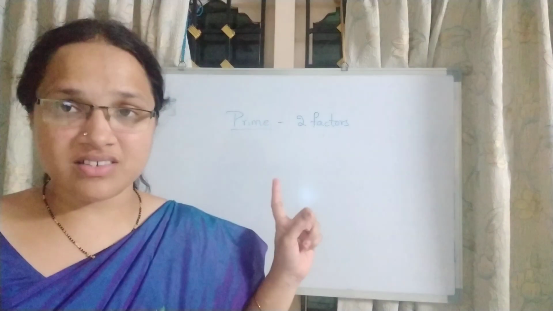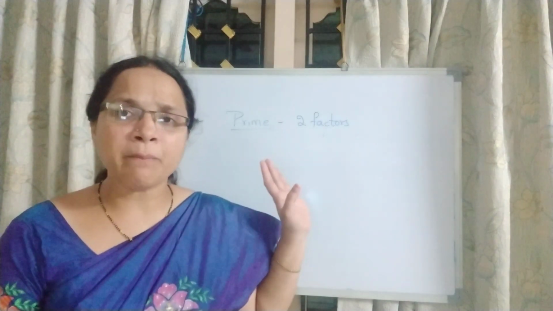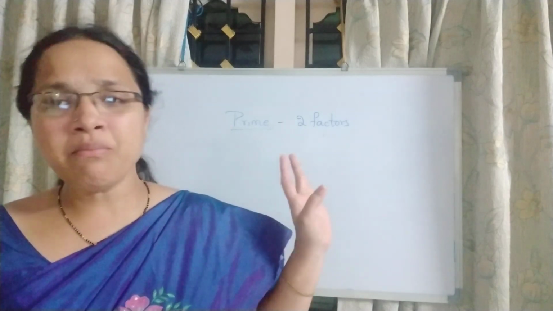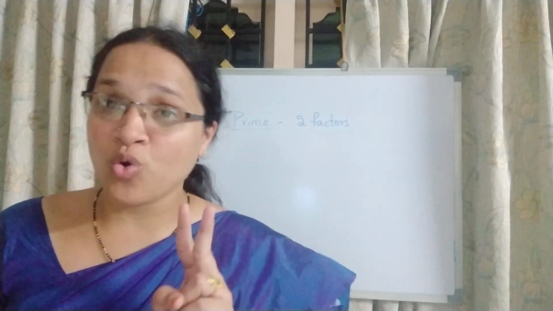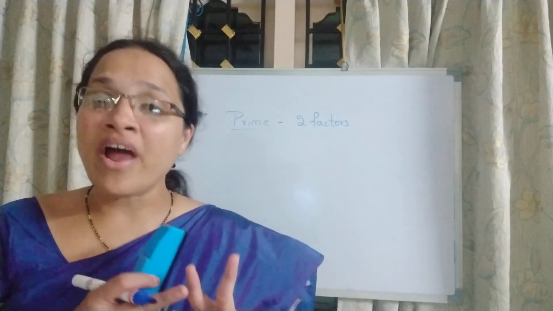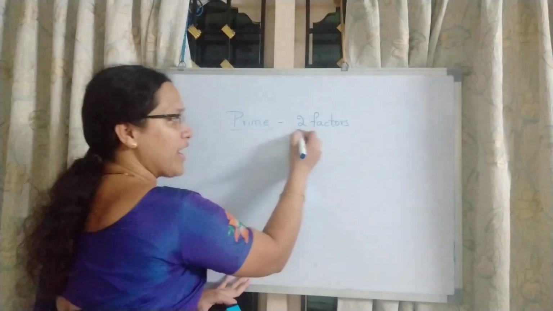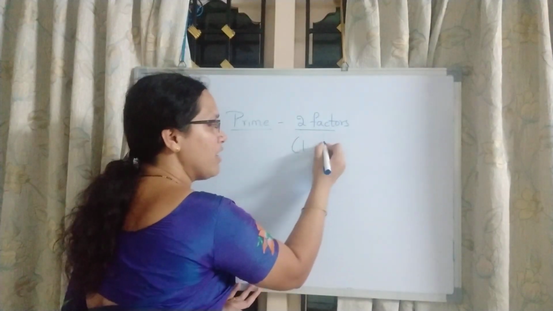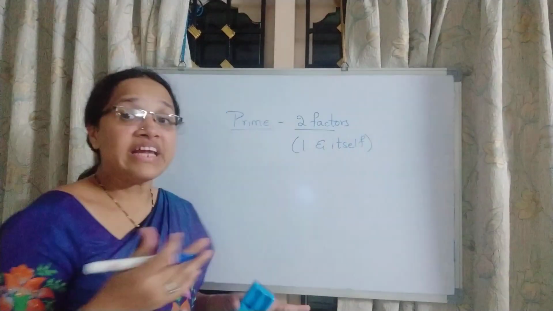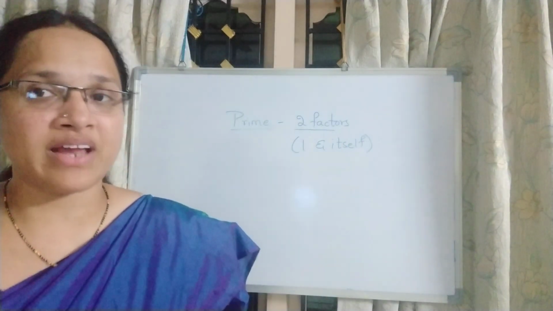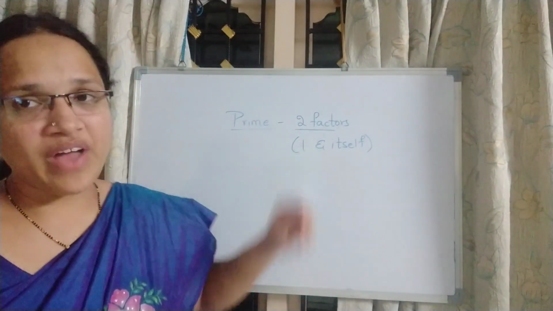I'll let you know what the main things hidden here are. A prime number is a number which has only two factors. Do you know what those two factors are? One is itself and one is 1. So these two factors are nothing but 1 and the number itself. So they have two factors.